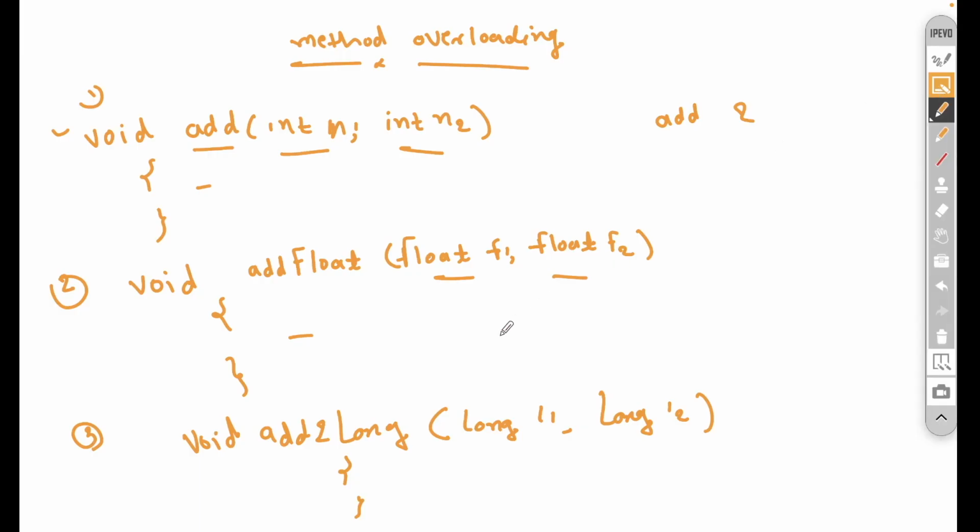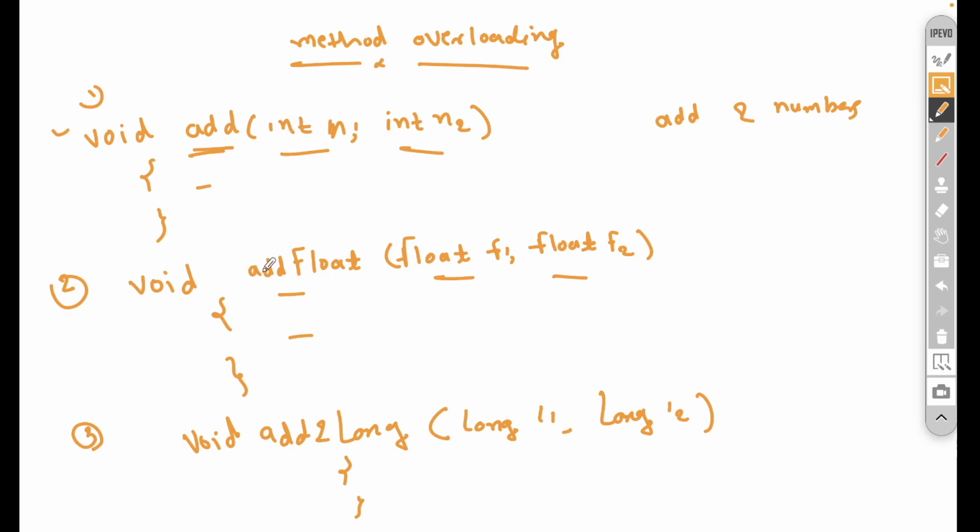Here if you see, the task is to add two numbers. Here we are trying to add two integer numbers. Here also we are trying to add two numbers, but here we will be adding floating numbers. And for the third method we are adding long numbers. But if we see, the task or purpose of all the methods is the same.